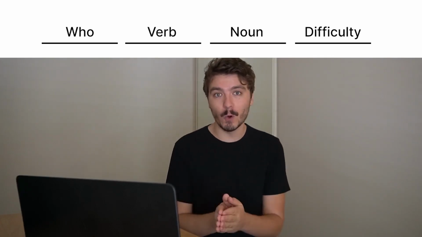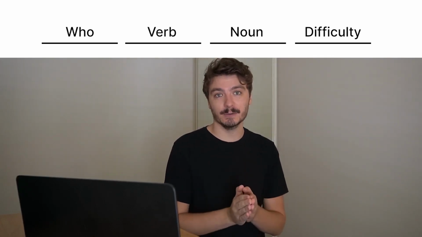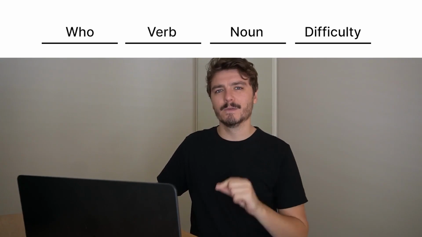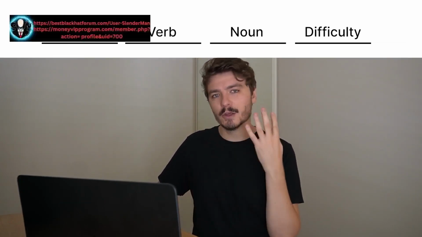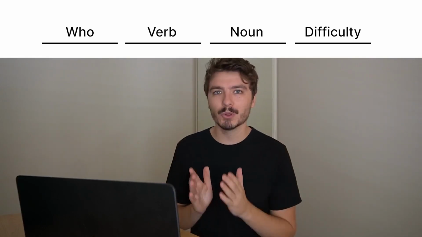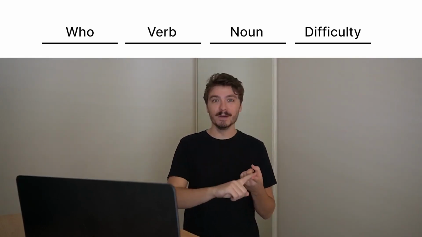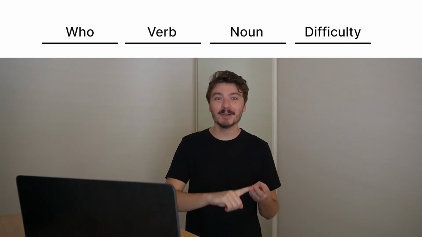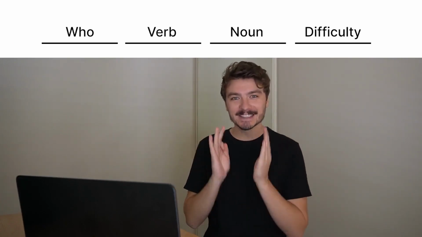They are the 4 requirements for a successful title. Now they are slightly different for entertainment or education, but they are the 4 components that you want for both entertainment and education. Who, verb, noun, difficulty. That's it. So I'll break this down now for entertainment and education, and I'll also give you 15 examples for each, just so you can really see how it works in practice.